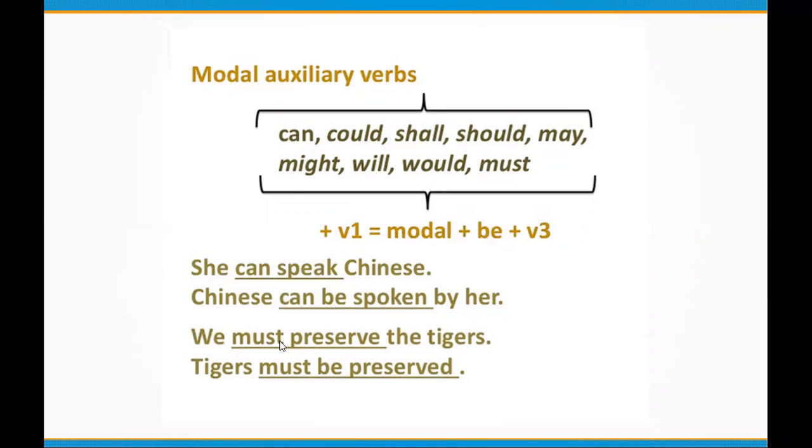Next question. We must preserve the tigers. Tigers must be preserved. Again, must is a modal verb and we have to add modal plus be plus B3. Here, must plus be plus B3. Preserve, preserved, preserved. So tigers must be preserved. So for a modal auxiliary verb, the formula is can, could, shall, should, may, might, will, would, must plus B1 equals modal plus be plus B3.